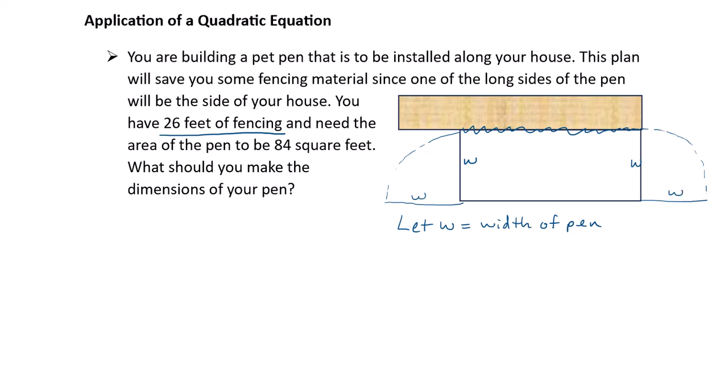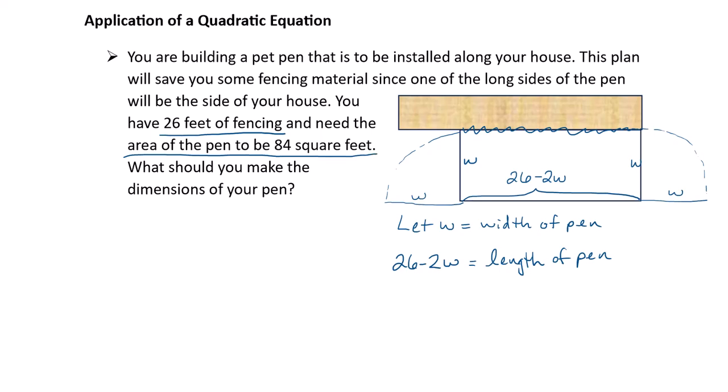We have a width on either side. That means that this side, the length, is going to be 26 feet minus 2 of those widths. In other words, the remainder of the 26 feet of fencing will be our length. So our length of the pen is going to be 26 minus 2w. I also know that I want the area of the pen to be 84 square feet.